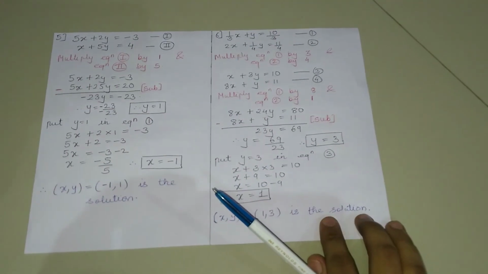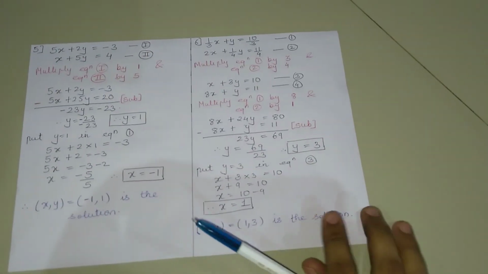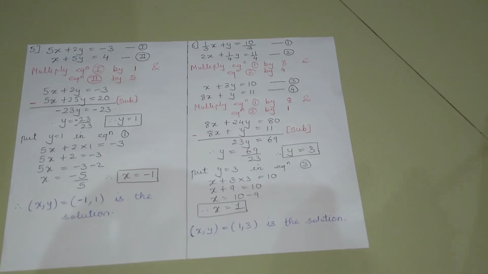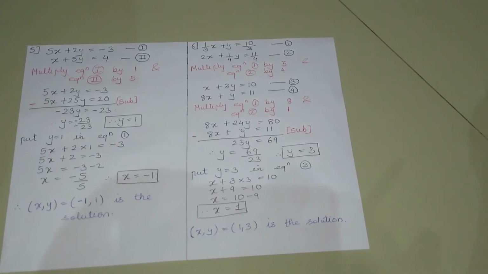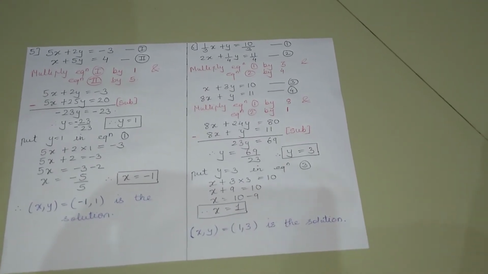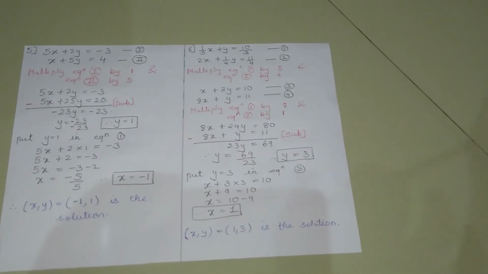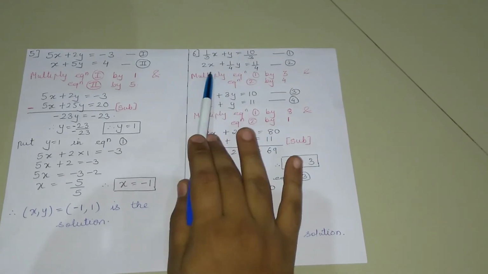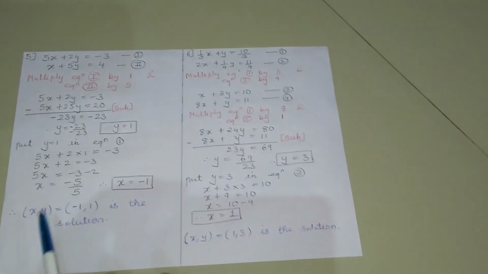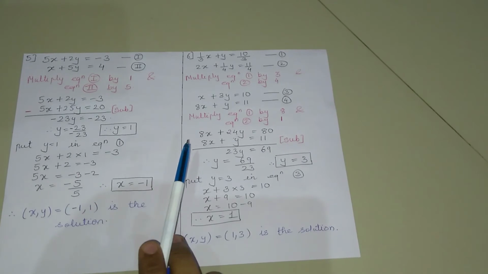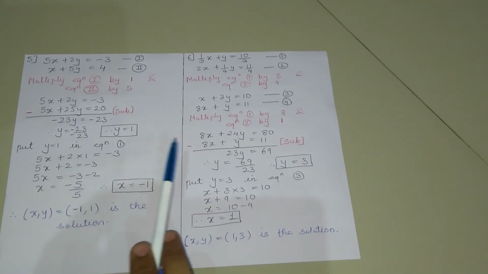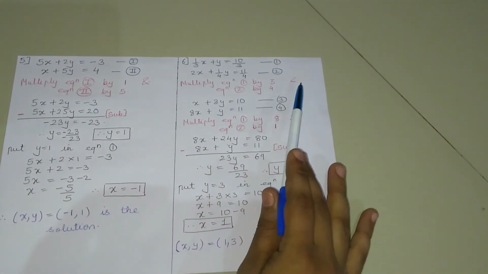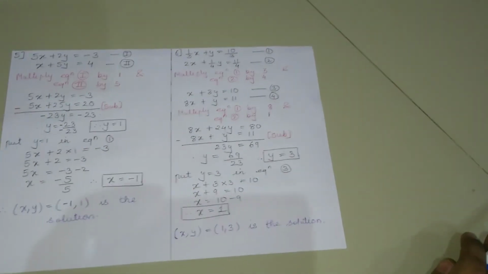Okay, so now let's take the sixth sum. Okay, so in this it is 1 upon 3 x plus y is equal to 10 by 3, 2x plus 1 by 4 y is equal to 11 by 4. So in this we can see here denominator 3 is common, here denominator 4 is the same. So we'll multiply equation 1 by 3 so that the 3 gets cancelled and we get a simplified equation. Okay, so we'll multiply equation 1 by 3 and equation 2 by 4.